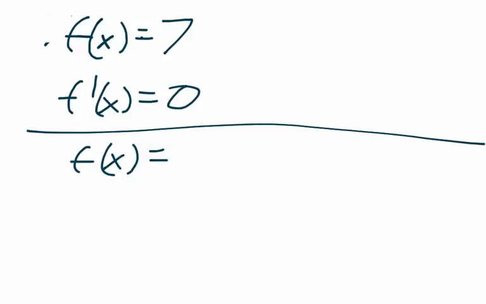Now we're actually going to use the power rule. If I have f of x equals x to the fifth, then the derivative of x to the fifth is 5x to the fourth.